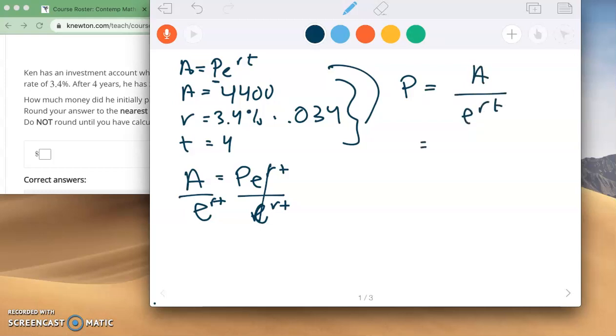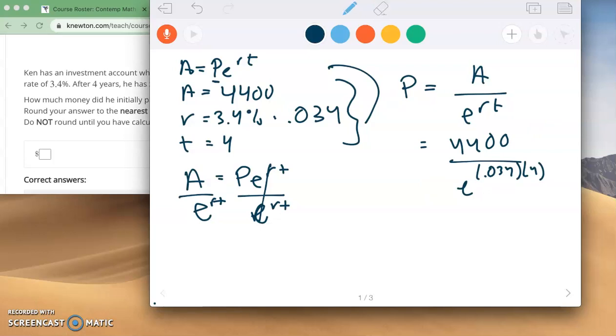So now we're going to plug in our knowns. We have 4,400 over e to the 0.034 times 4. Again, I'm just going to type this straight into my calculator as is. If you don't have a calculator where you can type this whole thing in at once, just type in this bottom part and then divide by it. You should be able to type it all in though. Even if you don't have a scientific calculator, Google scientific calculators. Desmos has a really good one where you could type in this whole thing. It's pretty easy and it's free.